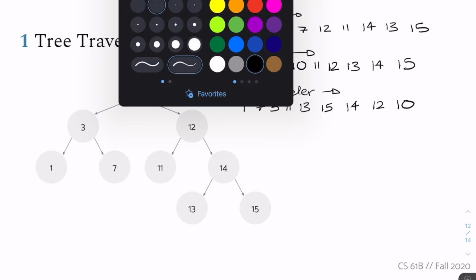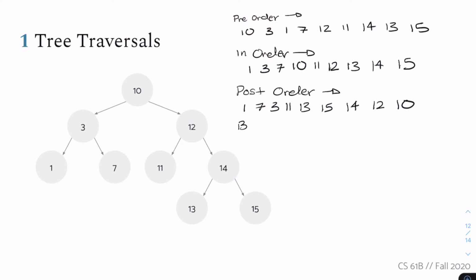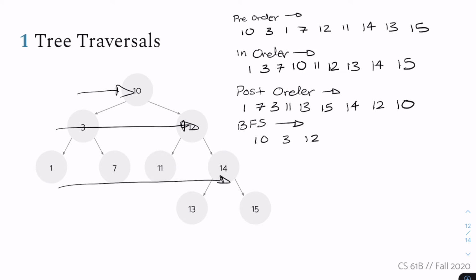So in this case, BFS, we'll go as 10, we'll go this way, and then through these two nodes, so we'll get 3 and 12. And then we'll go across these 4 nodes, so we'll get 1, 7, 11, 14, and then across these nodes, so we get 13 and 15.